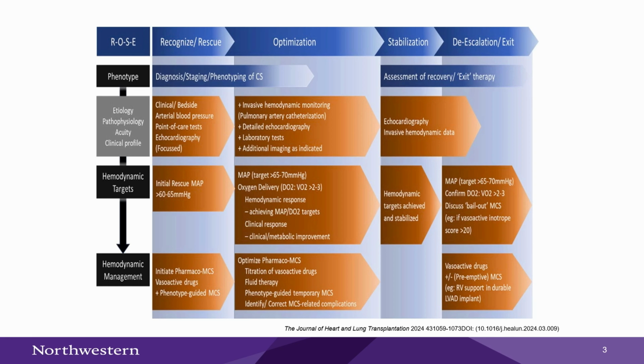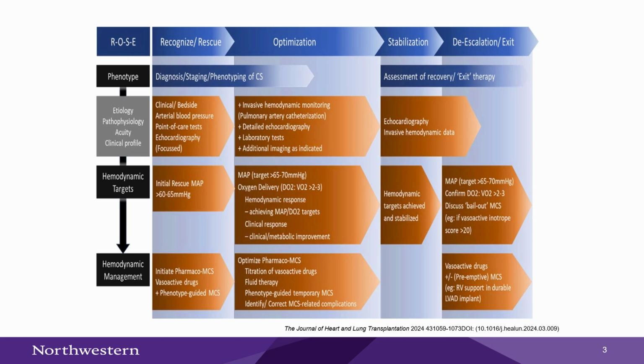This is a great figure that's been shown before from the Utah group that separates shock into 4 stages. The acronym ROSE is recognize and rescue, optimization, stabilization, and then de-escalation. When we talk about how we're using SWANs and echoes in this, we're really focusing on the top portion, where we're talking about how we're phenotyping, etiology, and pathophysiology. By that I typically mean, is this an LV, an RV, or a bi-V problem? Echo and SWAN are not necessarily going to tell us acuity, but they can tell us some of those other things.